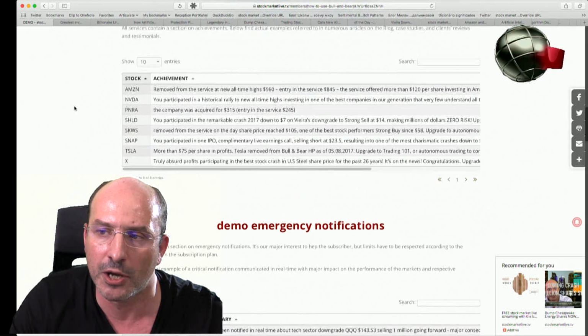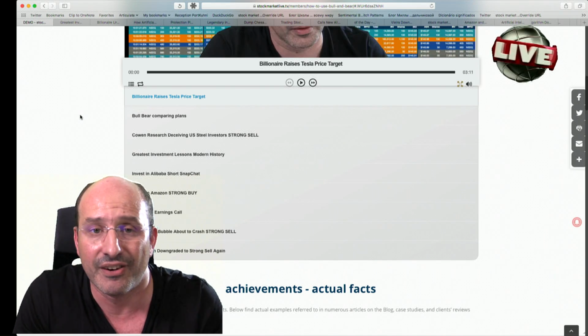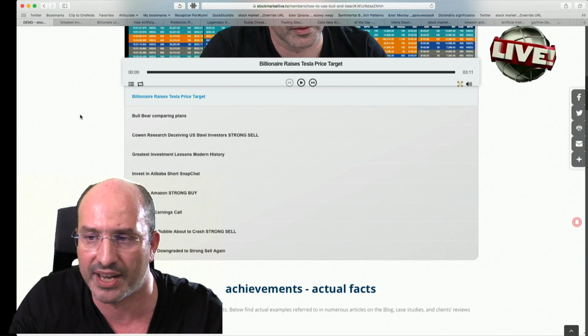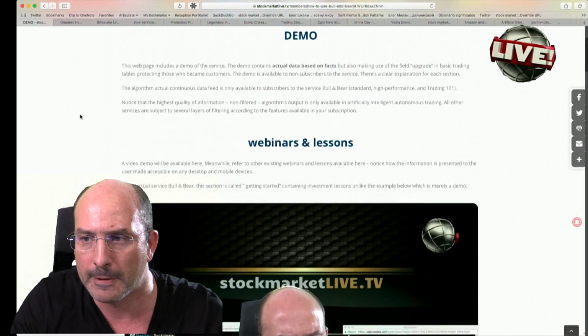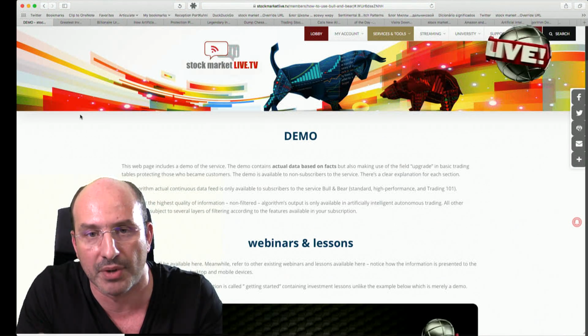This is the difference between bull and bear, this platform for small investors, versus what that is for professionals, okay? Or wealthy investors, because we also have the intermediate, okay?